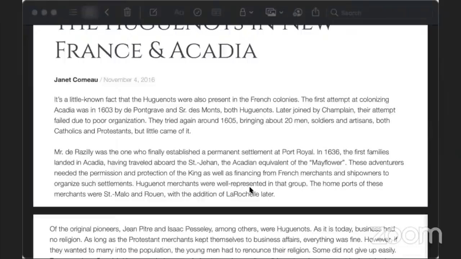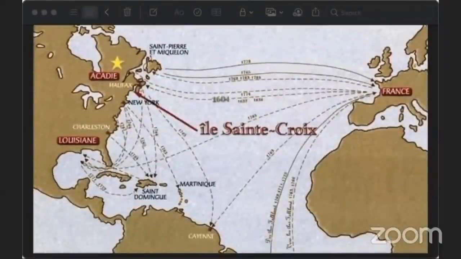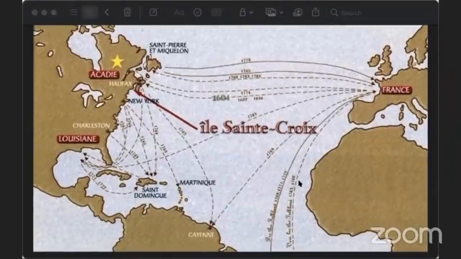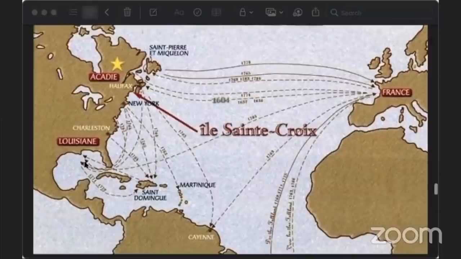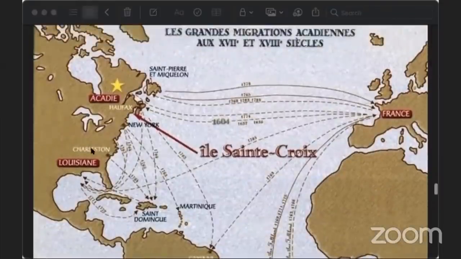Huguenot merchants were well represented in that group, all right? Especially Huguenot merchants. The home ports of these merchants were St. Malo and Rouen, with La Rochelle added later. And just a little diagram. So heading over to France, going back to Nova Scotia, from France to South America, South Africa. Yep, they were getting sent to South Africa and South America, the Caribbean, back to the colonies, and Louisiana, right? Acadia up here, Acadia, Louisiana.